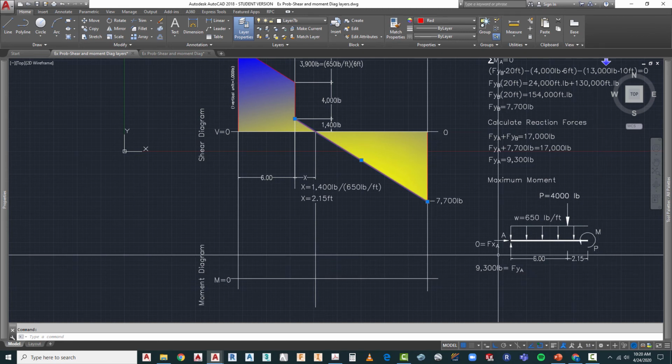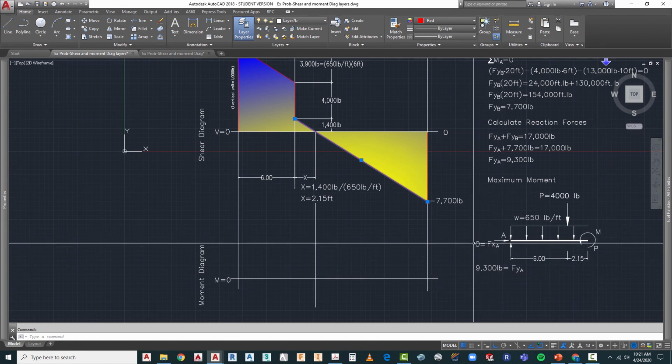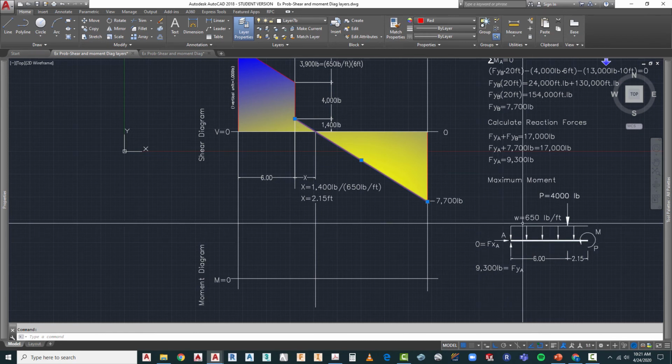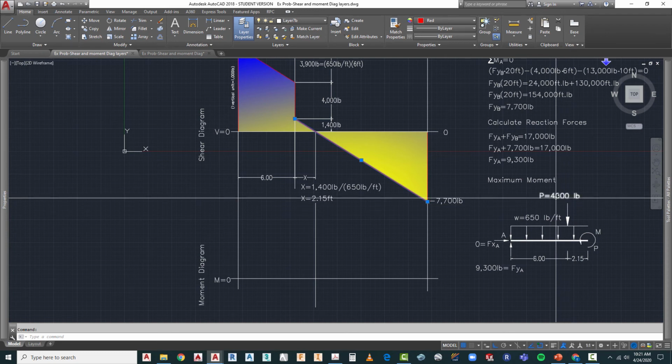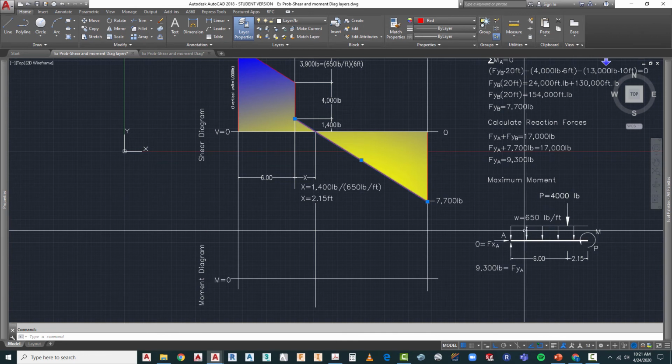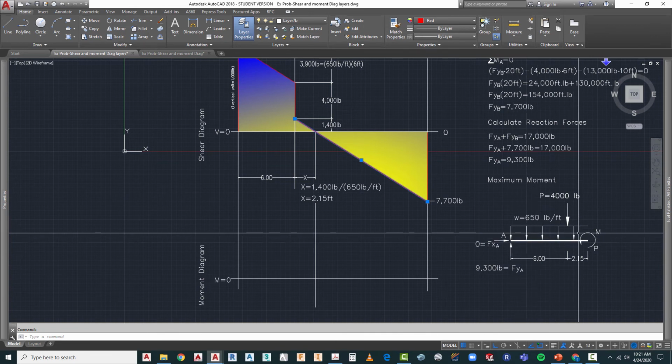So let's take a look at what forces we have. We know there are no horizontal forces in here. We have two forces that are coming down vertically on the beam at that point. One is the concentrated load and the other one is the distributed load in here.